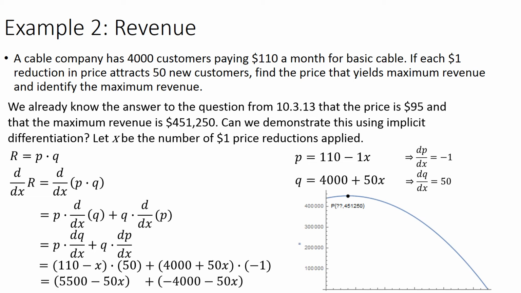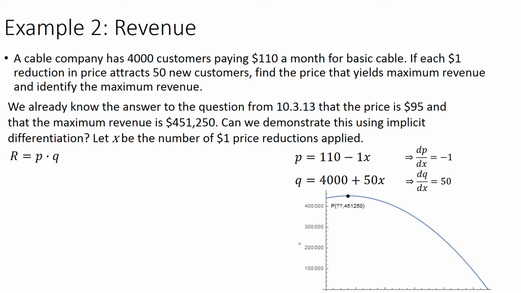Simplifying that down a little bit, 5,500 minus 50x plus negative 4,000 minus 50x. Simplifying that down even further, I'm going to get negative 100x plus 1,500. So, back to basic principles, the revenue function from what I have is p times q. The derivative, what we just found there, is going to be equal to negative 100x plus 1,500.